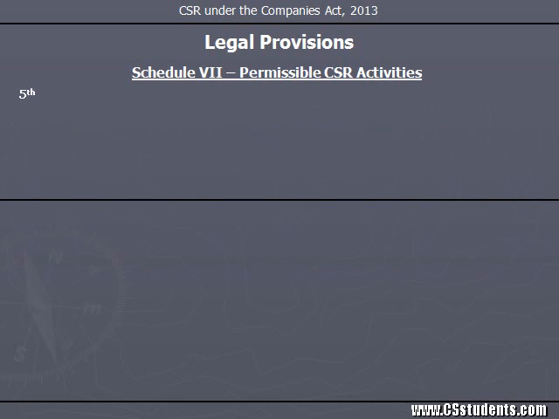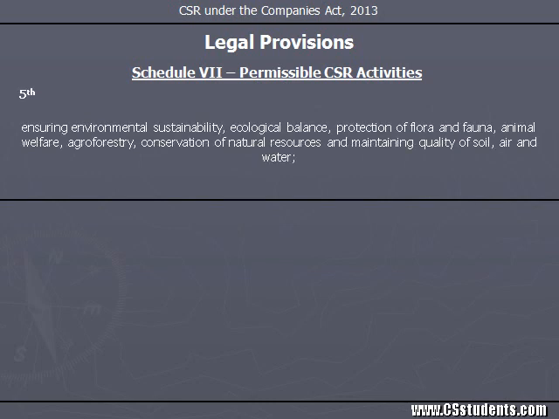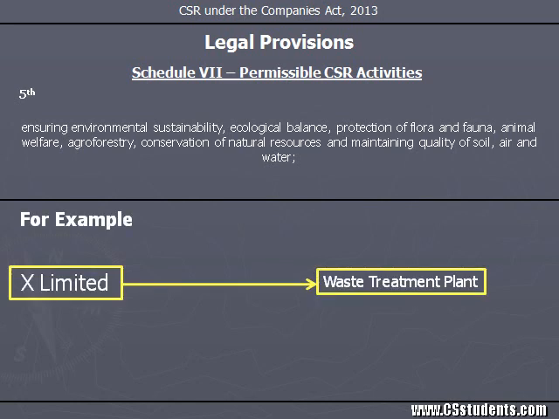The fifth category is ensuring environmental sustainability, ecological balance, protection of flora and fauna, animal welfare, agroforestry, conservation of natural resources, and maintaining quality of soil, air and water. For example, X Limited installs a waste treatment plant in a village. It's a CSR activity. Plantation activity shall also be covered. However, for a company in the agriculture business, plantation may not qualify as CSR.